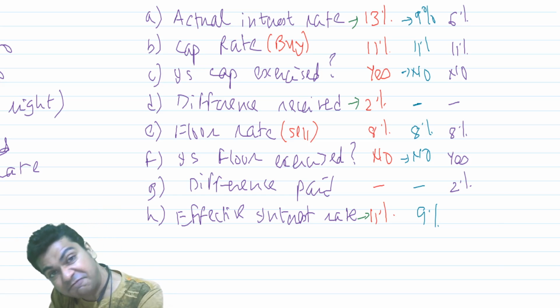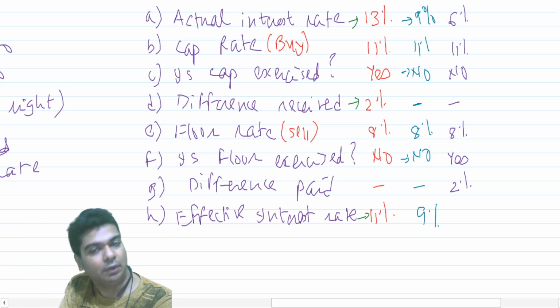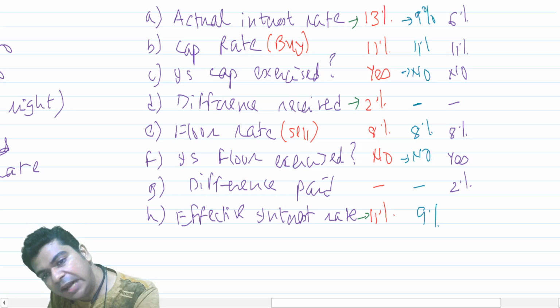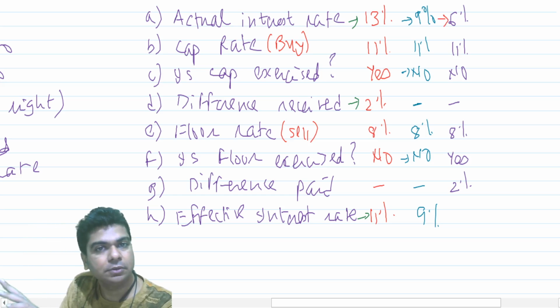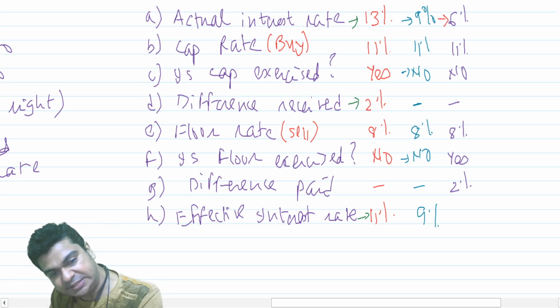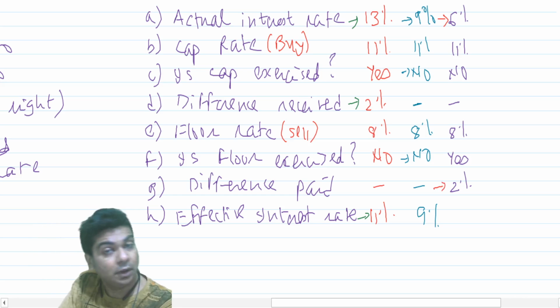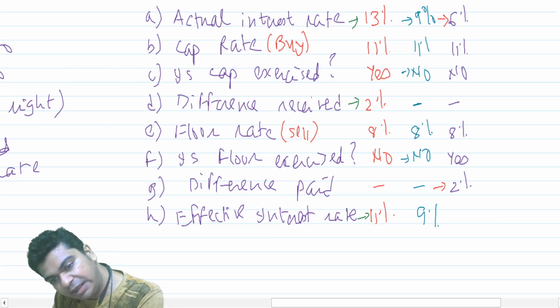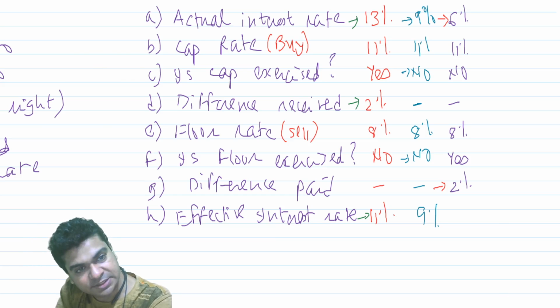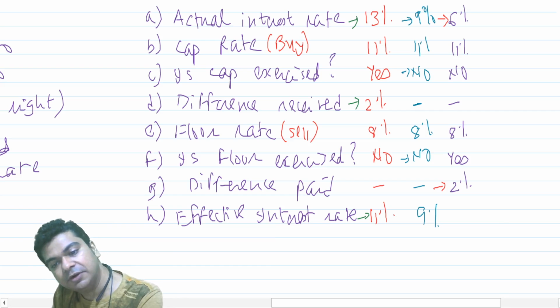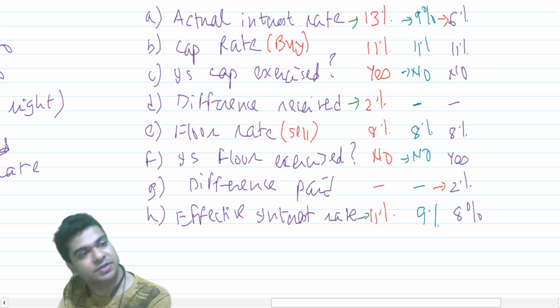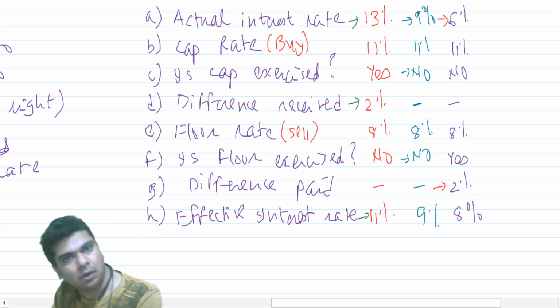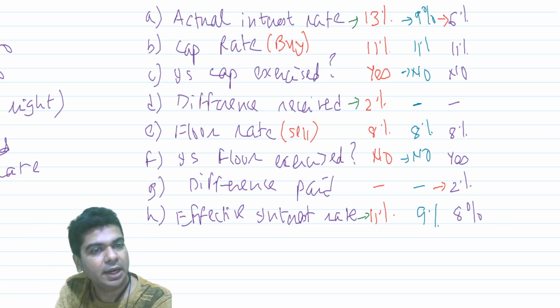Question is, what is my effective interest rate this time? See, you will actually borrow at 6%, but you will have to pay a difference of 2%. So you will pay 6% for the loan that you have borrowed. You will pay 2% to the buyer of the floor. So effectively your rate of interest is 8%. Comfortable? Okay, let's take one more.